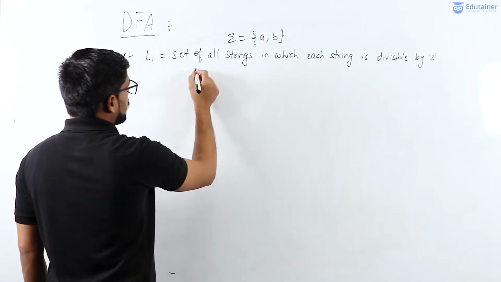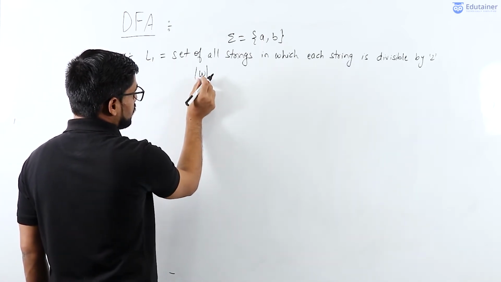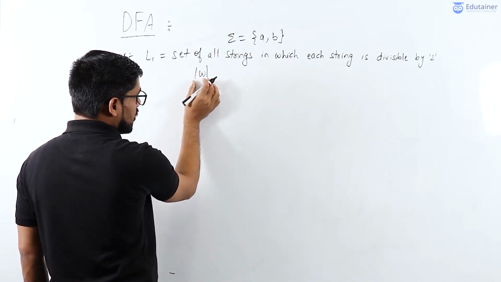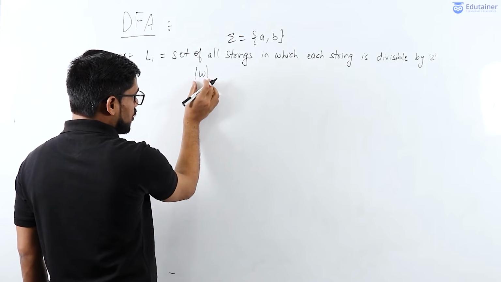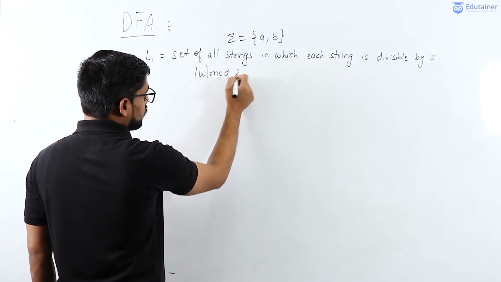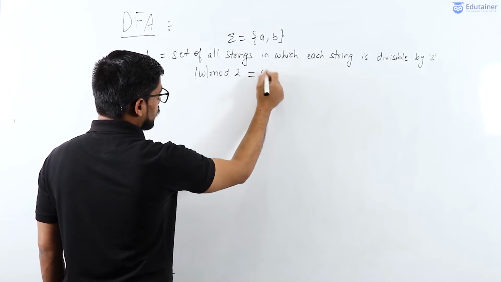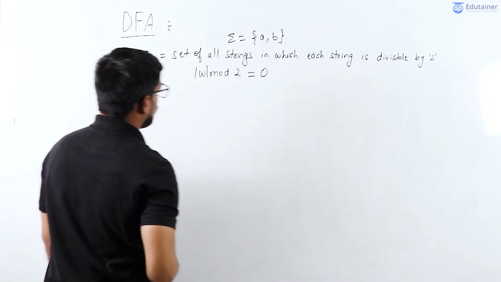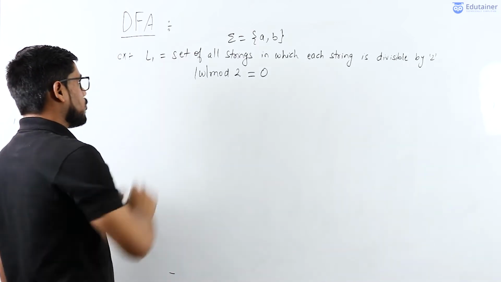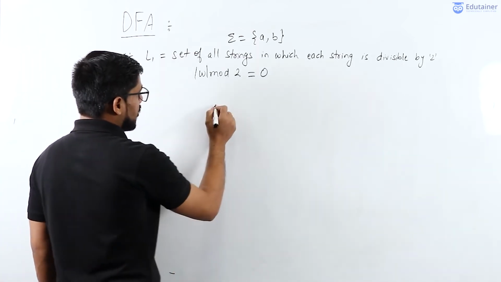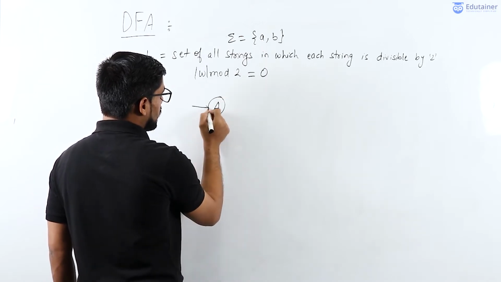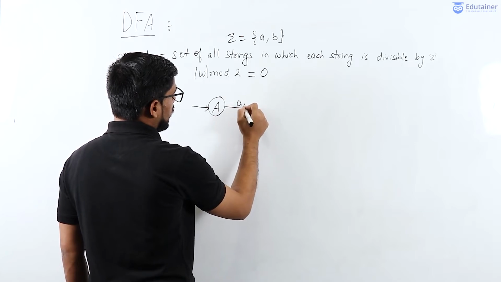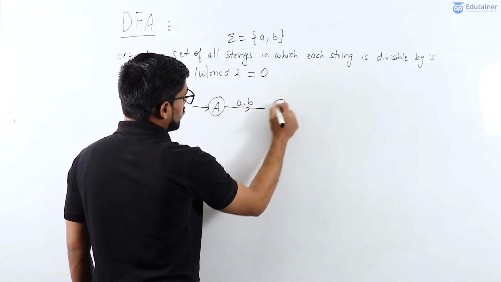So language L1 is nothing but, if you take any particular string in this language, let's say W, and you find the length of the string, the length will be mod W, and if you divide by 2, mod 2, then the remainder will be 0. That means mod W mod 2 equals 0. So how can I draw the DFA for such a language? It is very simple. Let's say I have an initial state capital A. If I see a symbol A or B, then I will go to state capital B.